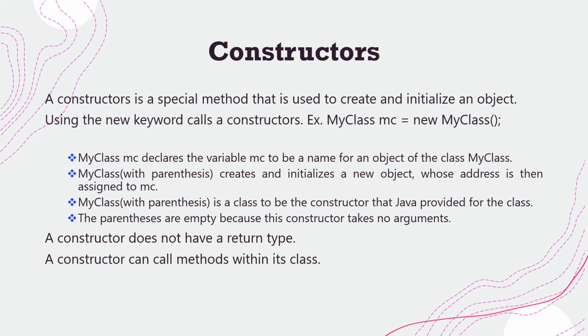MyClass() with parentheses is a call to the constructor that Java provided for the class. The parentheses are empty because this constructor takes no arguments. A constructor does not have a return type. A constructor can call methods within its class.